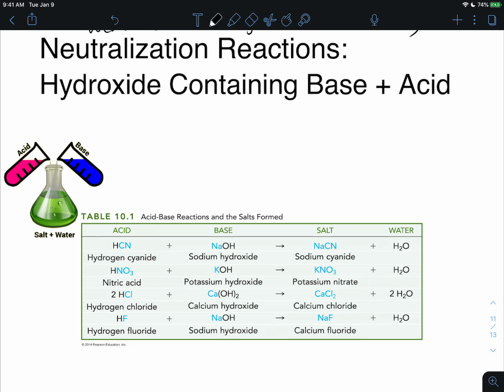Here are a couple of examples of neutralization reactions containing hydroxide bases. So each one of these are hydroxide bases. So these are our strong bases. And when they react, they form a salt and water. And the stoichiometry here is going to be based on how many hydrogens our acid has, how many hydroxides our base has. Really, with strong, we're really only looking at our number of hydroxides.